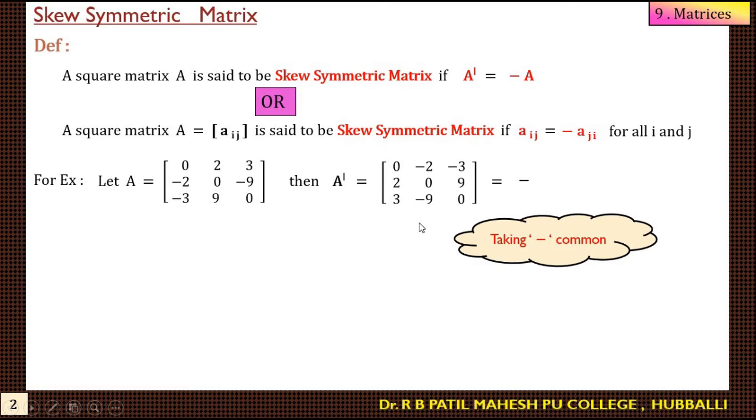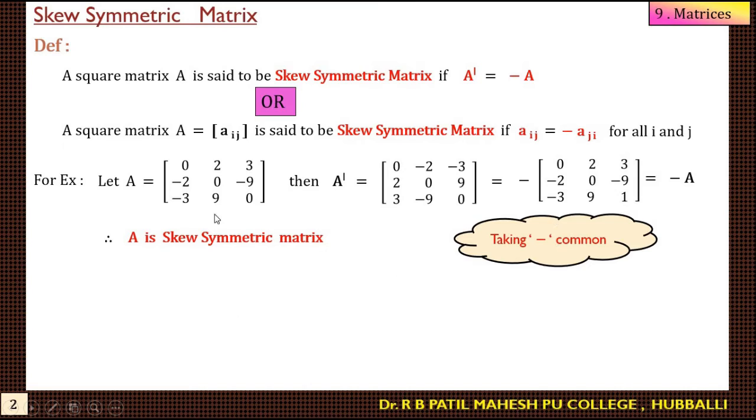Taking negative common in this A dash, you will get 0, 2, 3, minus 2, 0, 9, minus 9, minus 3, 9, 0. So this is now the A matrix. So this is equal to minus A. So here what we got, A dash is equal to minus A. So now what we can say, this A matrix is a skew symmetric matrix. Therefore A is a skew symmetric matrix.